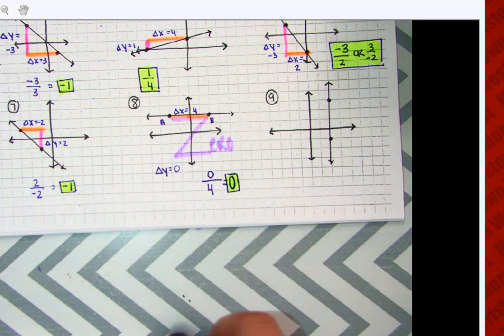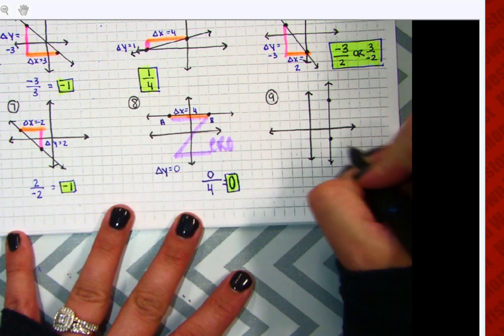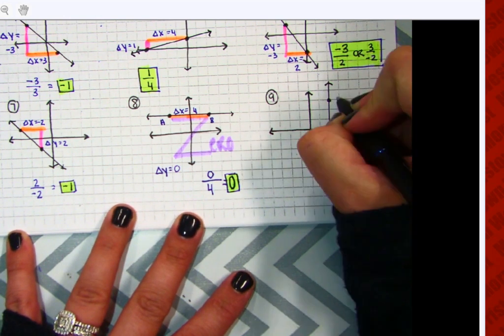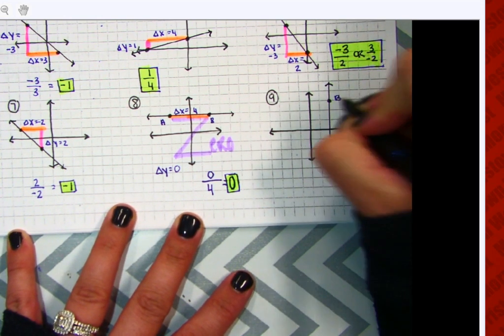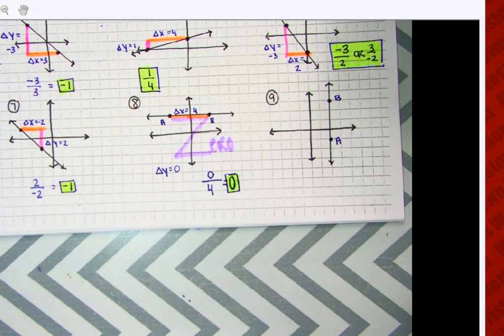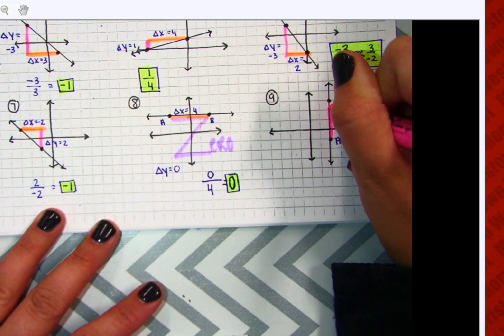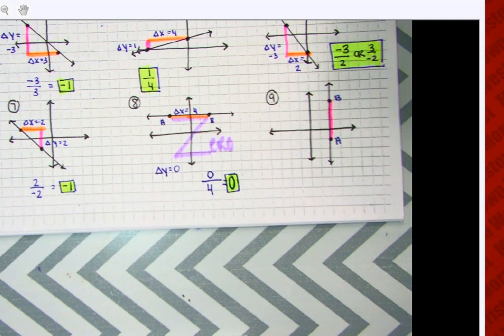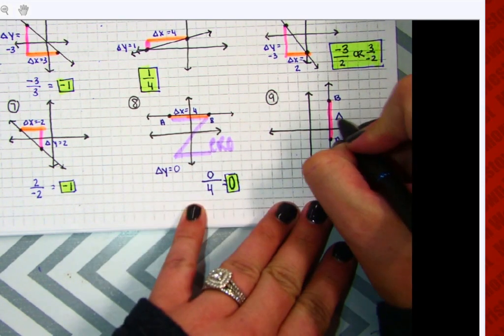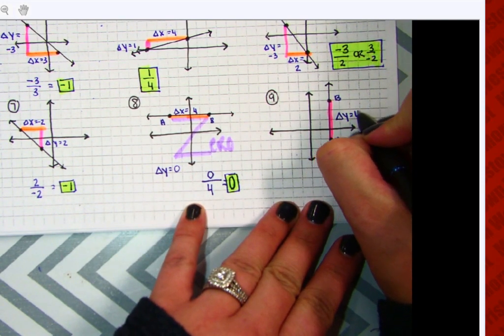Let's try the next one. Let's make the bottom dot A and the top dot B. So Y direction first. How many in the Y do we go? 4. If I'm going up, 1, 2, 3, 4, or I could go down and it would be negative 4. So my change in Y, in this case, is positive 4.